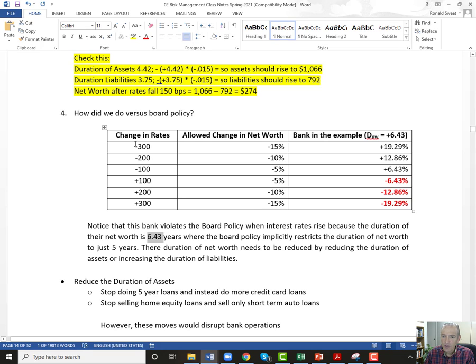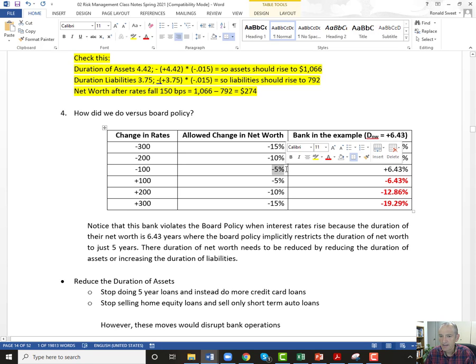So the bank violates the board policy when interest rates rise because the duration of net worth is 6.43. You should be able to tell from this board's policy what the allowed range for duration of net worth is. And the allowed range is anywhere from negative 5 years to positive 5 years. Because negative 5 years, you would do minus 5 times minus 0.01, you get negative 5%. So with negative 5-year duration, you would be in compliance.